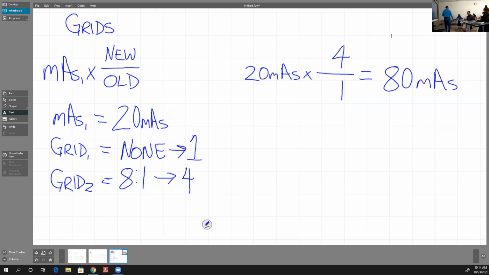Just like that. Do you agree? So what just happened to my patient dose? It just went up by a factor of 4. Yeah, because mass is a direct relation with patient dose.